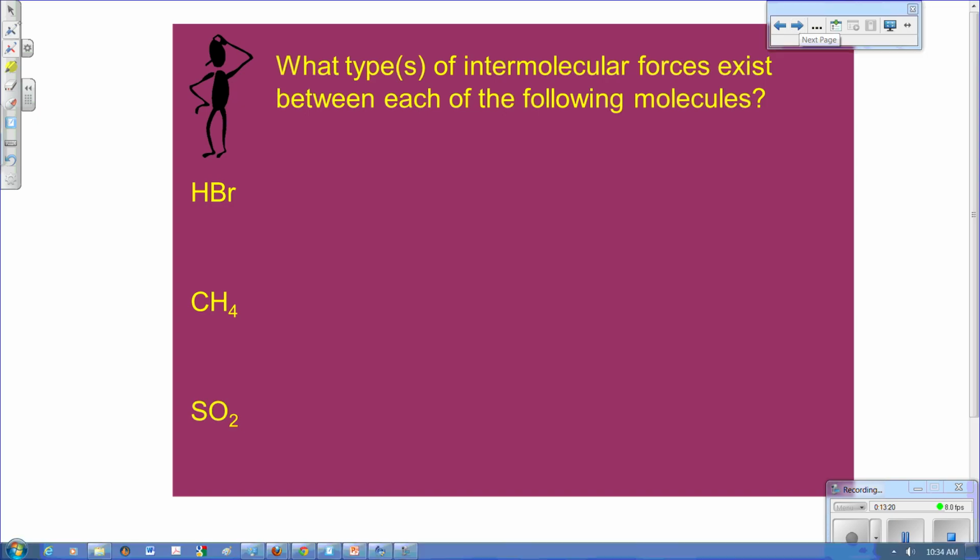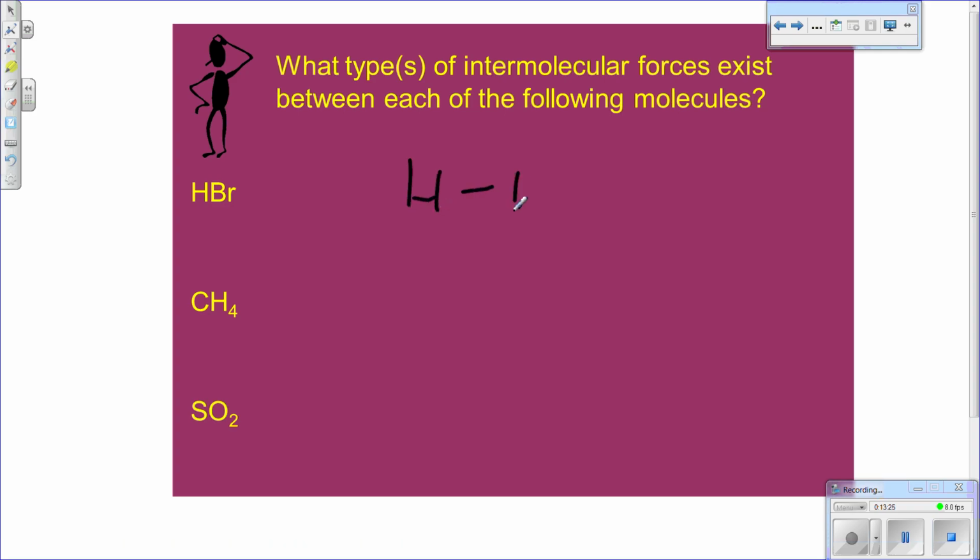What types of intermolecular forces exist between each of the following molecules? If I draw this out, you get HBr. First of all, there is no hydrogen bonding, but there is dipole. So this thing exhibits dipole forces. The other thing is anything that's made of nonmetals always has London forces as well. So for HBr, I would actually list dipole, the strongest force. But on the AP exam, if I wanted to be thorough, I would also say that it also has London forces because it's covalent. Covalent compound, all of them have London forces. Strongest force in this molecule is dipole.